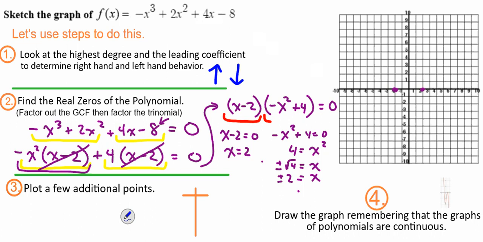Isn't a 0 a good number to plug in? So we'll go ahead and plug in 0. When we do that, we can plug it into the factored form part, or we could just look up here at the original. That's not going to be too difficult to do without a calculator. So 0, 0, 0, negative 8. All right, so one of our points is at 0, negative 8.